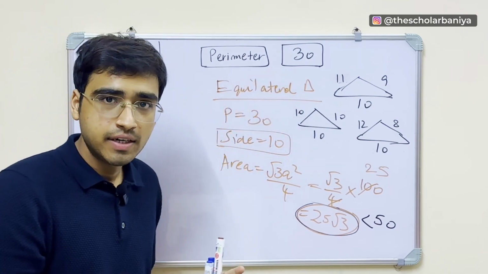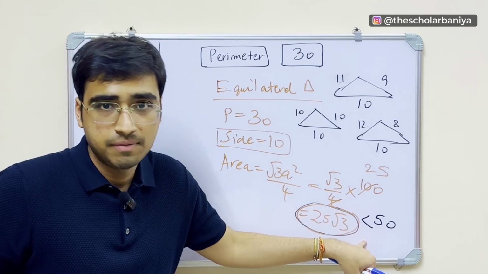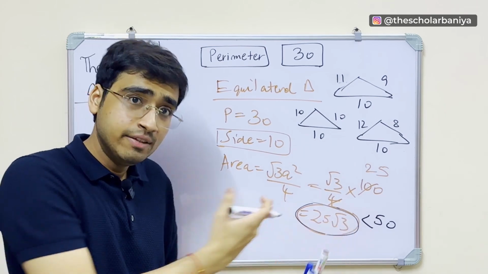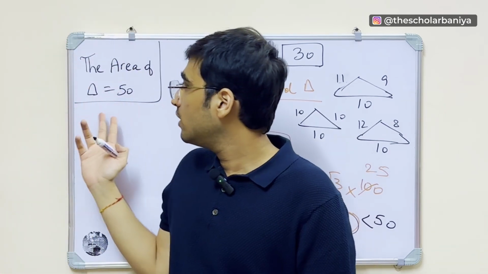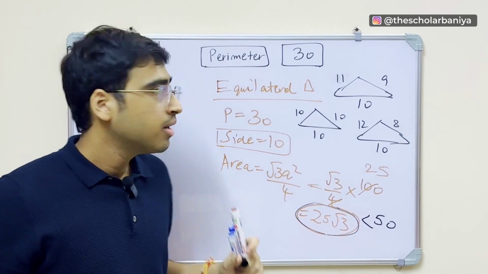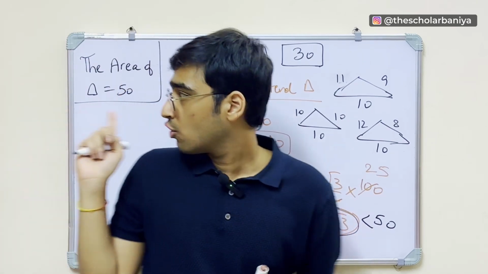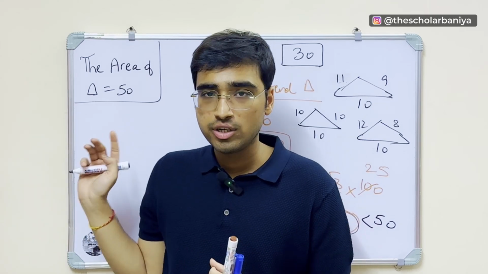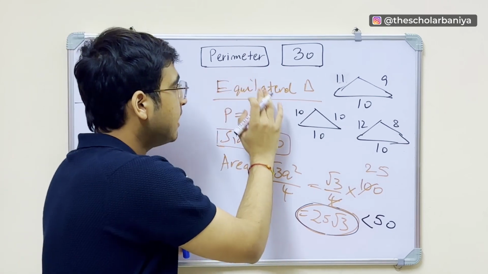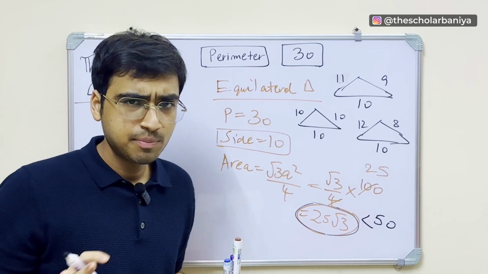Because if we have perimeter 30, the maximum area we have is how much? 25 root 3, which is less than 50. If we have the perimeter less than 30, then definitely the area will be even smaller than 50. But because we want the area to be 50, that means the perimeter needs to be greater than 30. Because if it is 30, the maximum area is this, which is less than 50, which is wrong according to the given condition, because the condition is that the area needs to be 50. So if the area needs to be 50, then in that case, the perimeter has to be greater than 30. I hope this makes sense, right?